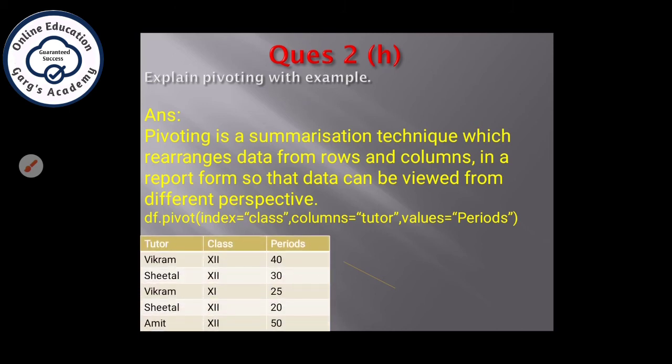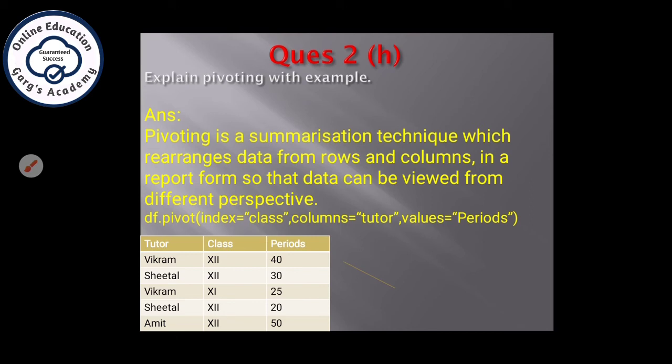Suppose I have a data frame. There are 3 tutors, Mr. Vikram, Ms. Sheetal and Mr. Amit, who are taking the classes +2 and +1, and their number of periods are given in this form. If there are only 2 classes or 3 tutors, then it is very easy to check which tutor is taking which classes and how many number of periods.